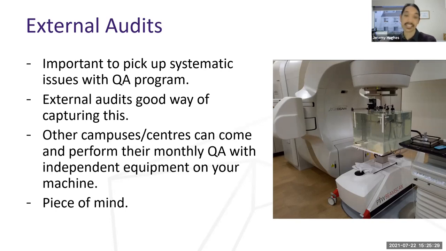If you have another center come in with their own independent equipment, they can perform their output checks on your machine using their equipment. And it would be ideal if those numbers match each other. So you're measuring that 99 output and they're also measuring that 99 output. It gives you tremendous peace of mind.